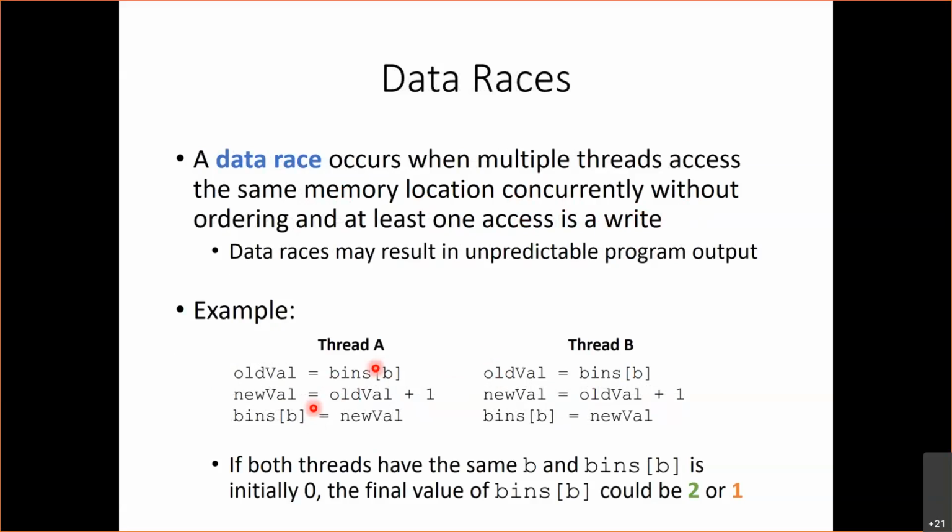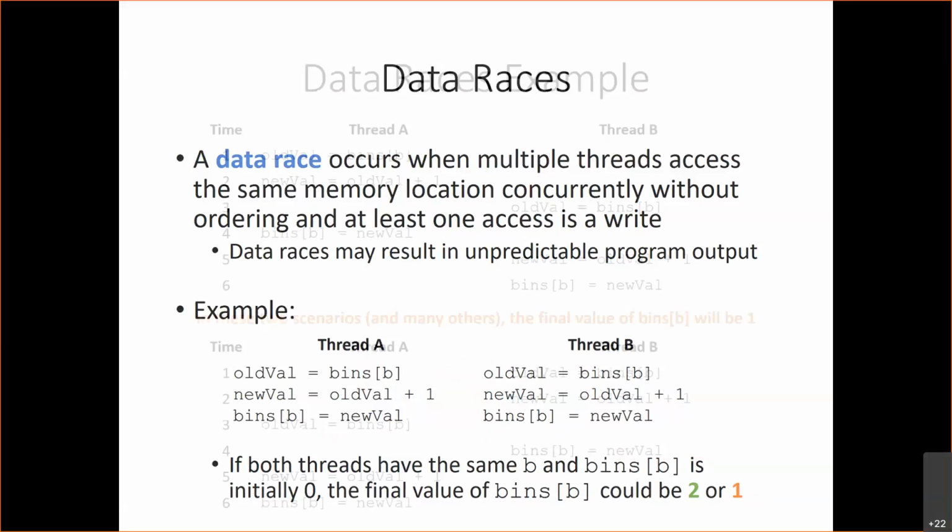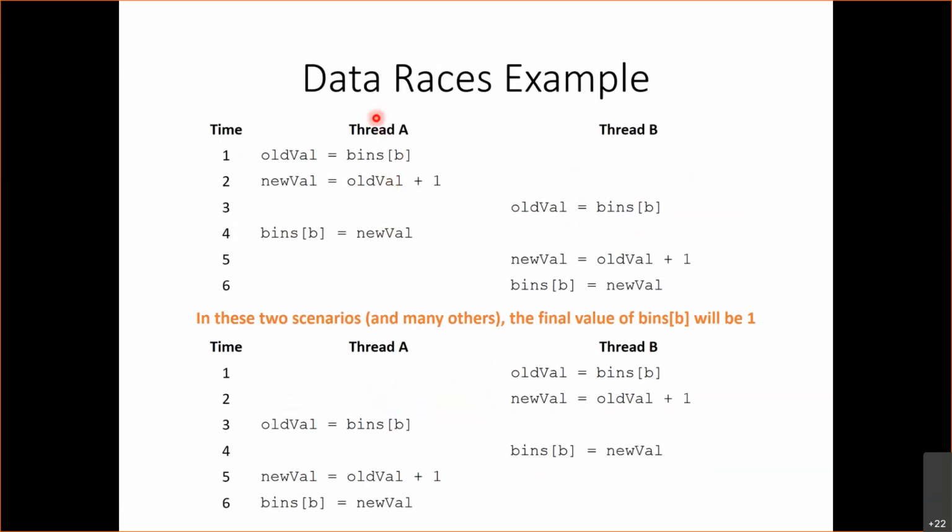And we saw that, if I have a thread that's doing load, add, and store, and another thread that's doing load, add, and store, depending on how the instructions of these threads are interleaved in time, the outcome could be 2 or it could be 1. For example, here I could have thread A load and add, but then before thread A stores, thread B will load a stale value, and then it will add, and then it will store. So even though 2 threads are incrementing bins of B in this example, only one of them will succeed to do the increment, and the final value will be 1.